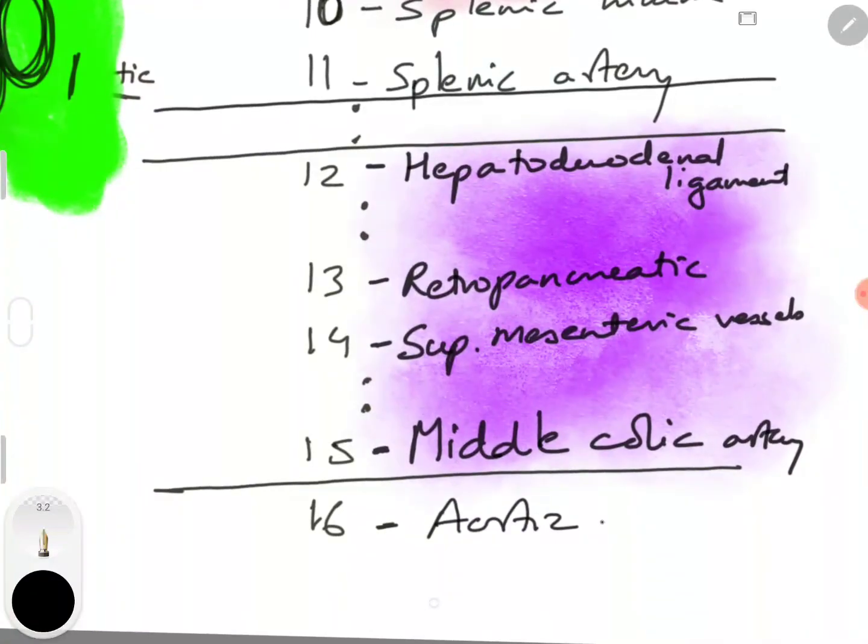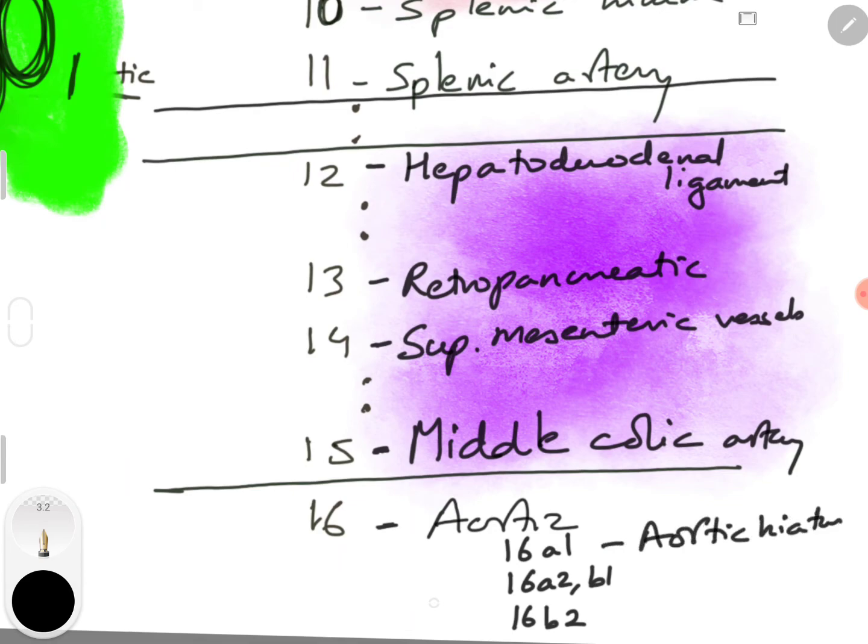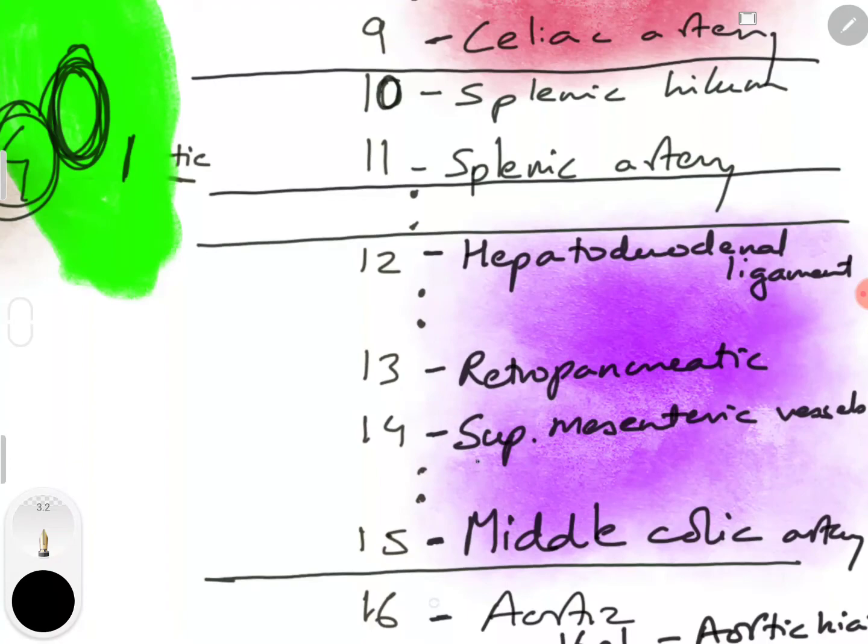The aortic nodes are divided into 16A1, 16A2, B1, 16B2. This is the aortic hiatus. This group is para-aortic, middle, and this is caudal para-aortic. Caudal. Superior mesenteric vessels are divided into 14, V for vein and A for artery. Superior mesenteric vein, superior mesenteric artery.